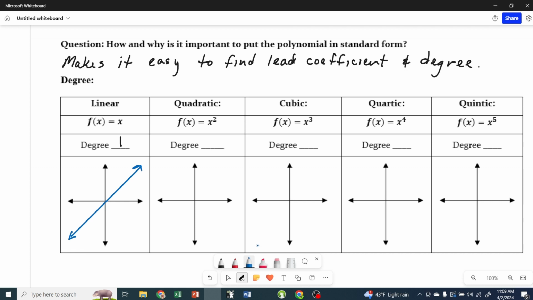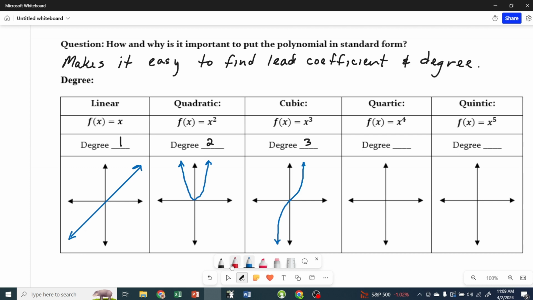Quadratic functions, we talked about these in the prior semester. So this is a second degree polynomial, or a second degree graph, and that's going to look somewhat like this, right? Parabola. A cubic function is third degree, and it basically looks somewhat like this.